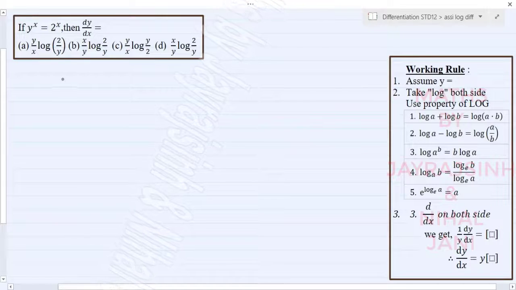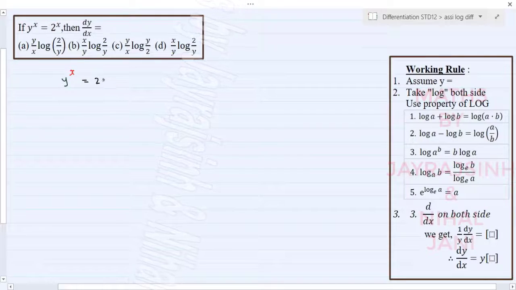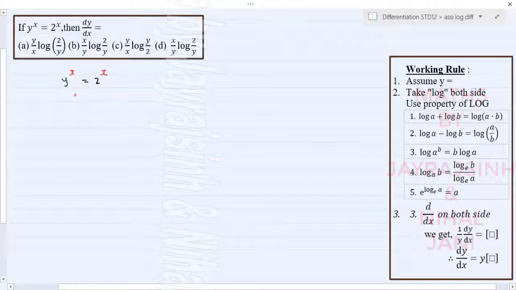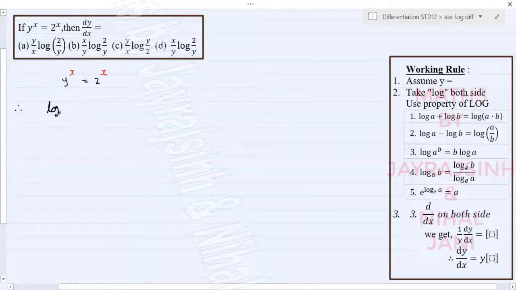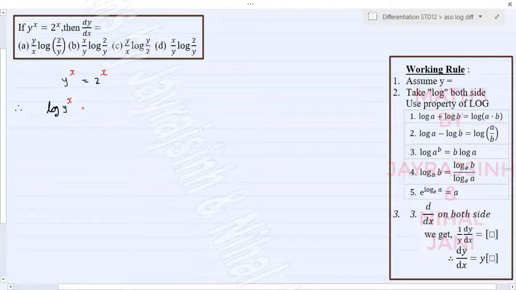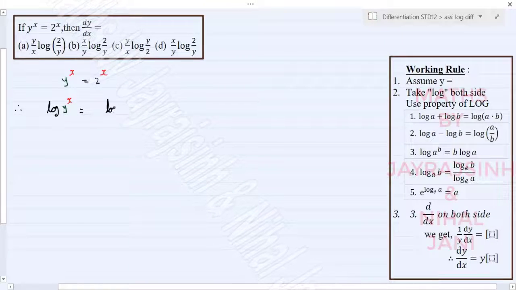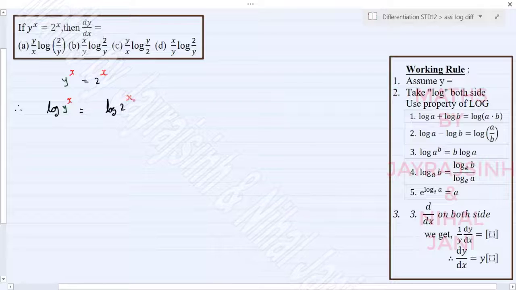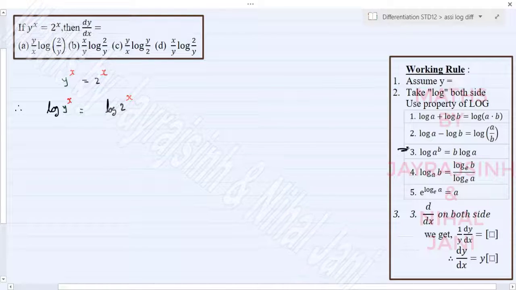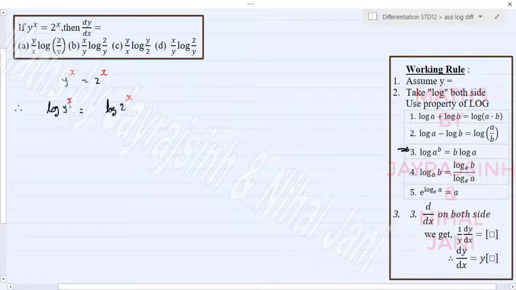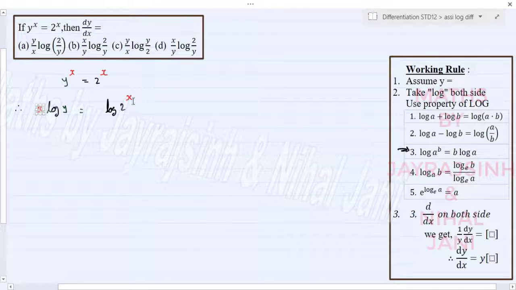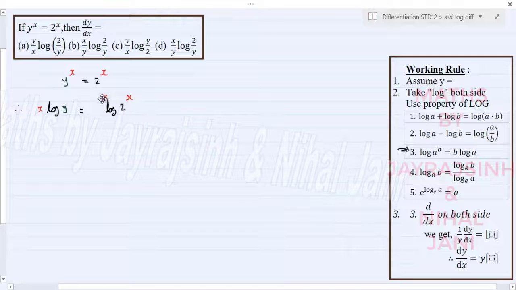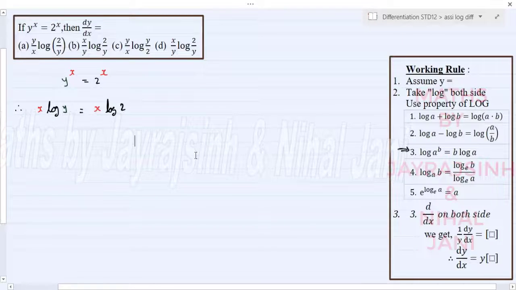Here we have y raised to x is equal to 2 raised to x, and we have to find dy by dx. First of all, let's take log on both sides. So log y raised to x is equal to log 2 raised to x. Now let's use the third property of log to simplify our equation. We can take this x into the multiplication of log. Similarly, on the right side, x will go with the multiplication of log 2.